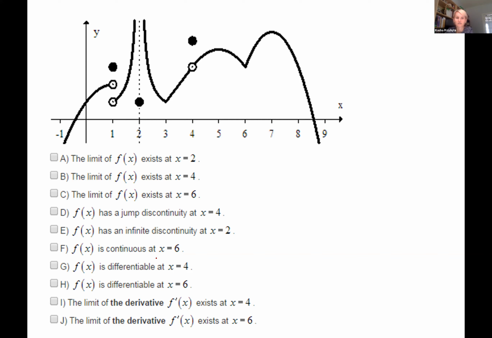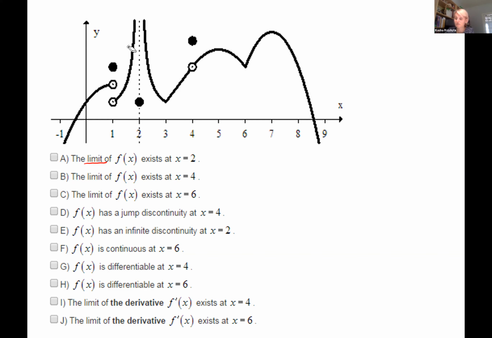Nice practice. Question A: the limit of the function f of x, which is the above function, exists at 2. It's a true or false question. Do you think the limit of this function at 2 exists? What do you think? 2 is here, and how does the function behave on the left and on the right-hand side? Because if we're talking about the limit, we're looking at the left and the right-hand side.